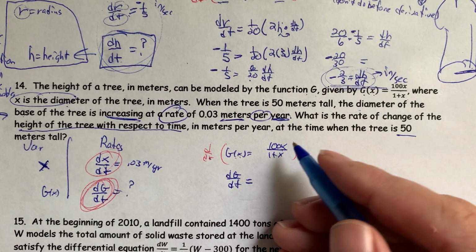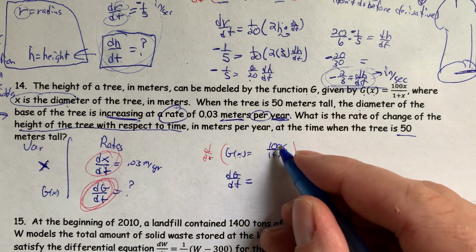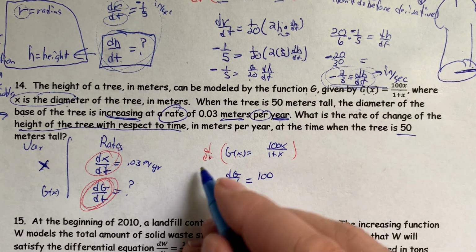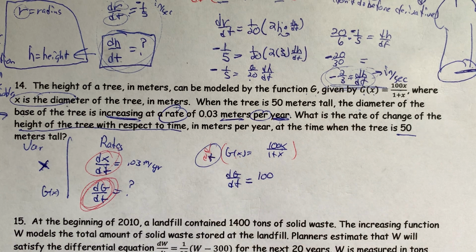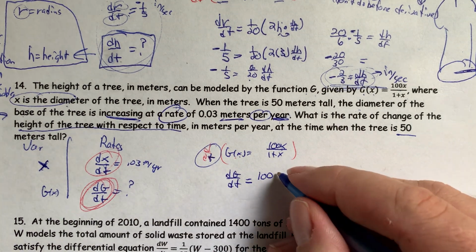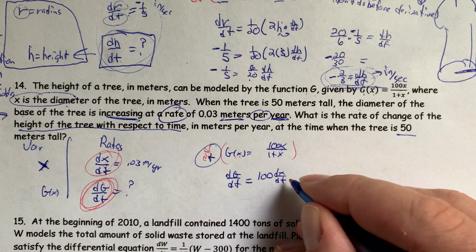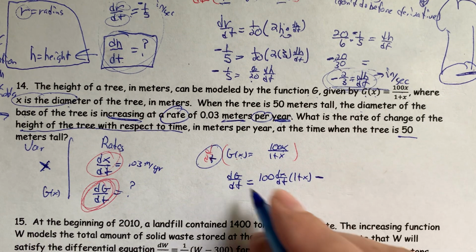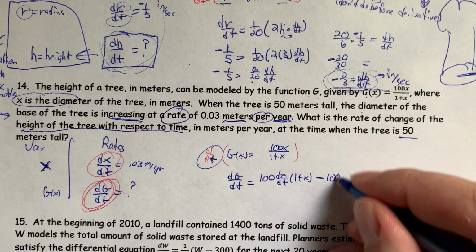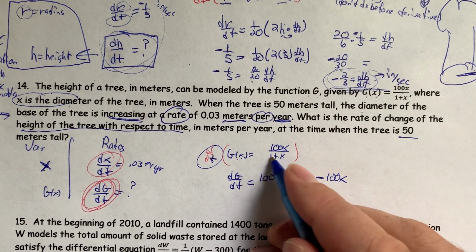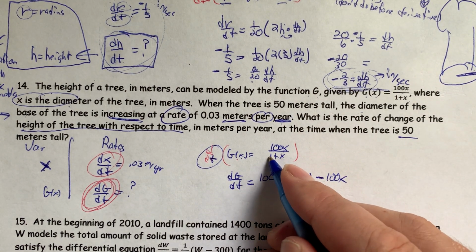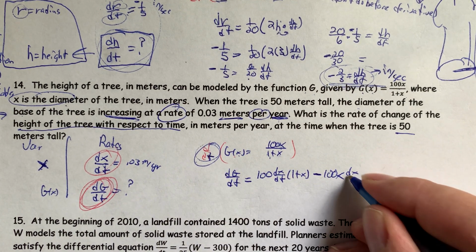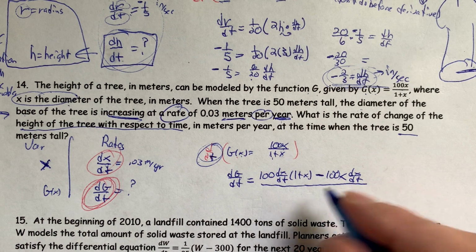Well, this is a quotient. We need to do the quotient rule. It's the derivative of the top. The derivative of 100x is 100, but be careful, it's the derivative with respect to time. So it's 100 times dx dt, the derivative of the top times the bottom left alone, minus, we leave the top alone, times the derivative of the bottom, the derivative of 1 plus x, the derivative of 1 is 0. The derivative of x with respect to time is dx dt over the bottom squared.